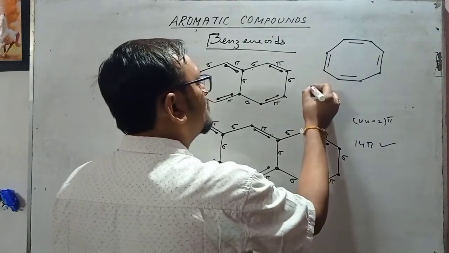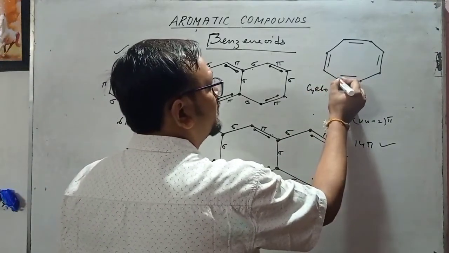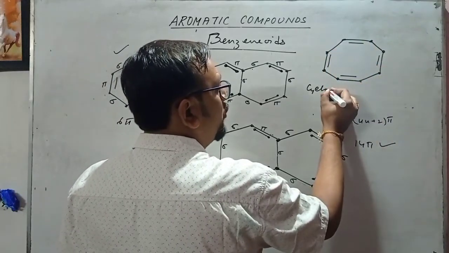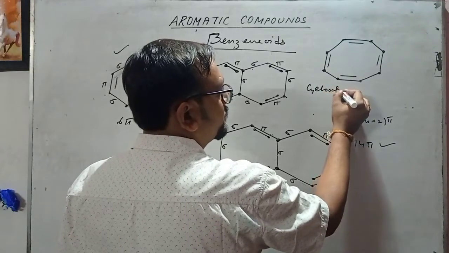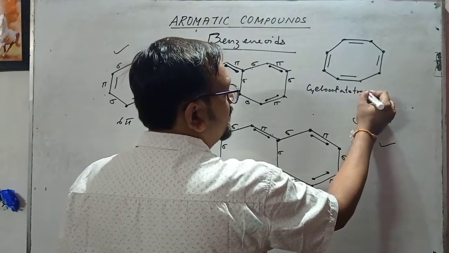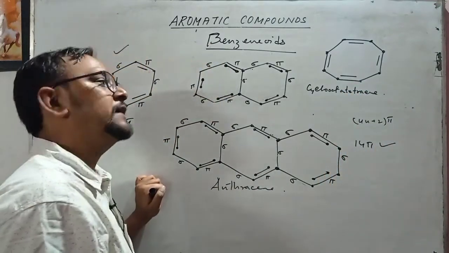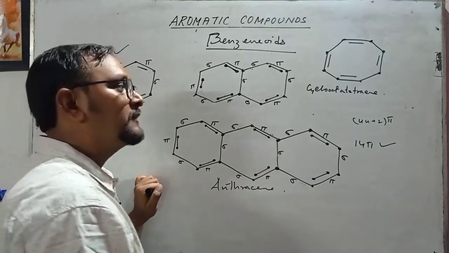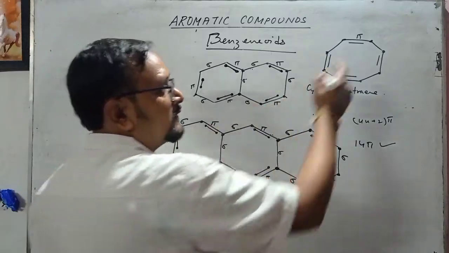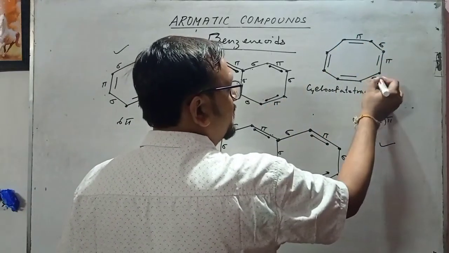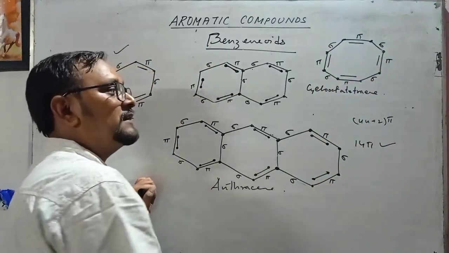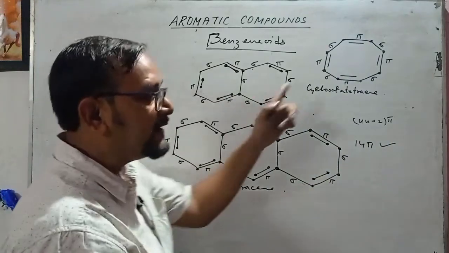Yes, it is a cyclic compound. So cyclo, how many carbons are there? 1 2 3 4 5 6 7 8. Cyclooctatetraene, right? So you can see here that this is a cyclic compound. Pi sigma pi sigma pi sigma pi sigma, conjugation is also there. Then is it an aromatic compound? It's looking like an aromatic compound.